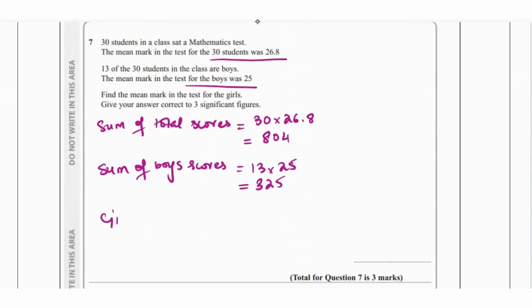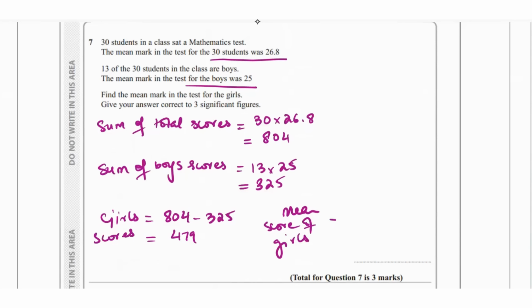So for girls, the scores are going to be 804 minus 325. So that's 479. So for the mean score of girls, we divide the sum of scores by the number of girls, which is 17, which is 28.2 correct to 3 significant figures. That is your answer.